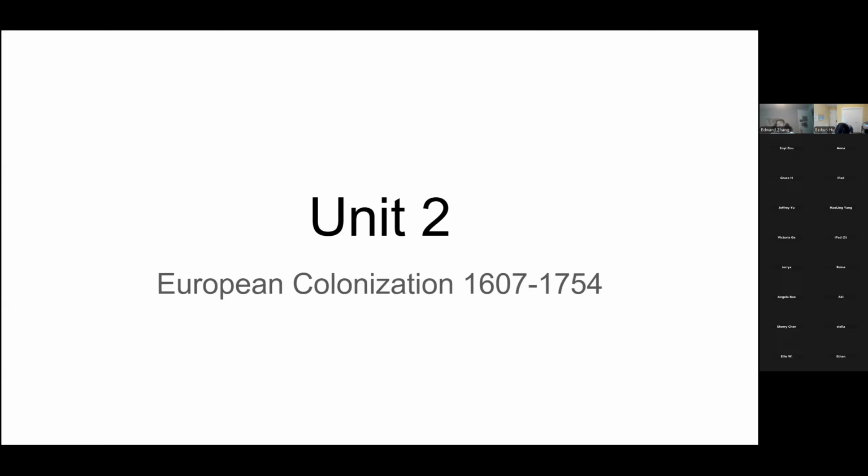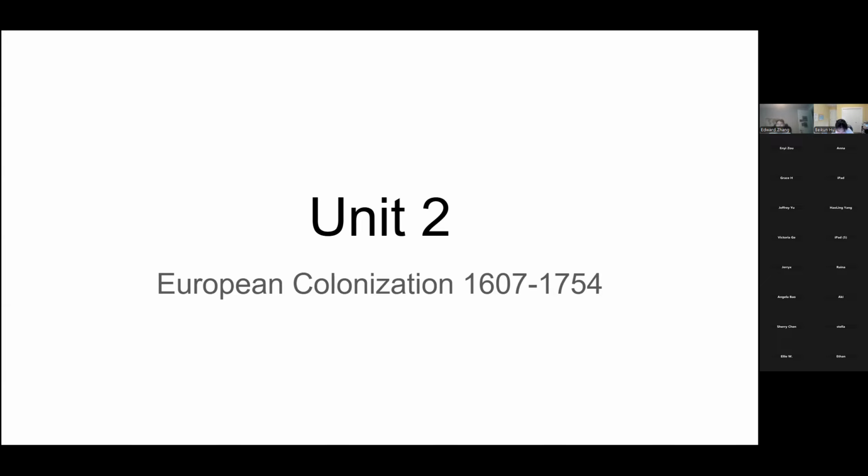All right, and then Unit 2, this time period is about European colonization, right? It's from 1607 to 1754. Does anyone know what happened in 1607 and what happened in 1754 that makes these the outlines for this unit? Type in the chat if you know what happened on these days. Yeah, the French and Indian War was 1754, but do any of you guys know what happened in 1607?